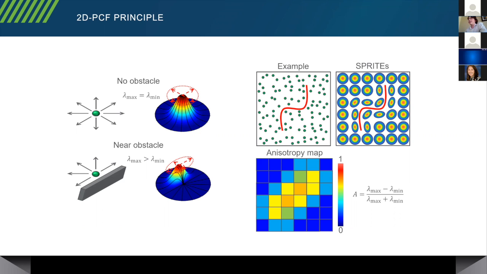And then to quantify this, we can define, for example, a ratio of the long axis versus the short axis, where if this becomes large, that means we have a large difference between the long and the short axis, what we call a high anisotropy, indicating that there is some sort of barrier near this pixel. So we can create a map of pixels showing the path of the molecules.